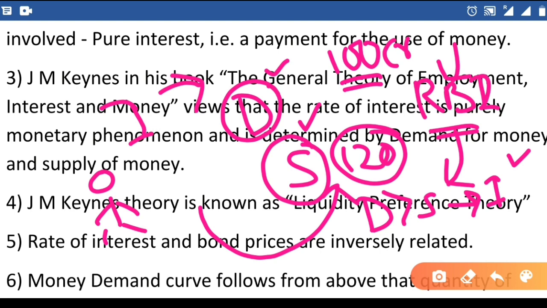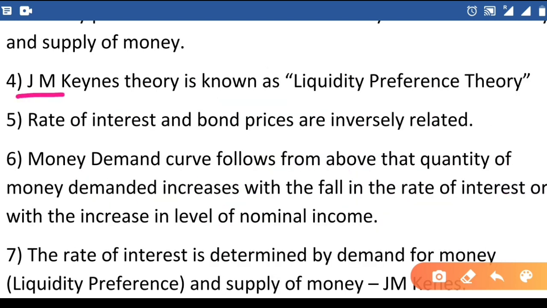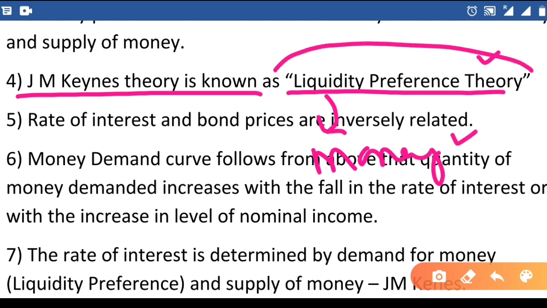Inversely, if RBI supplies 120 crores and it requires 100 crores, there is more supply than demand. So that's why the interest rate will fall. J.M. Keynes's theory is known as the liquidity preference theory because he discussed money. Money is nothing but liquidity. That's why this theory is also called the liquidity preference theory.